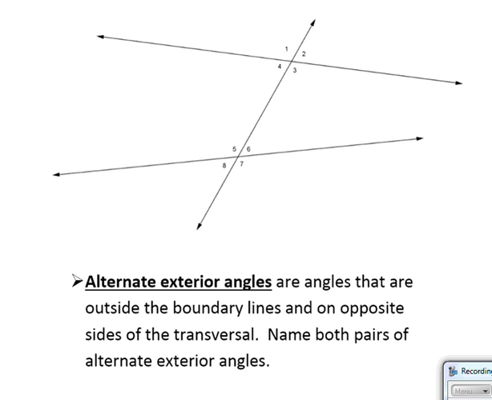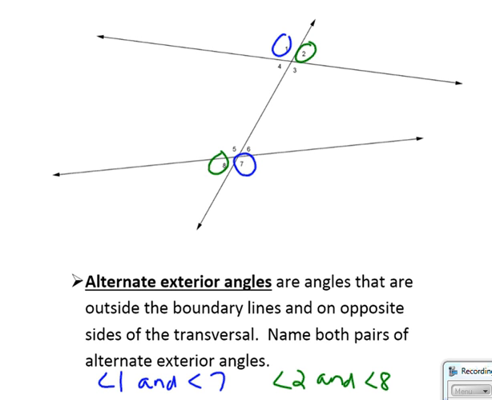Since angle 1 is an exterior angle, it would have an alternate exterior pair. If I went to the opposite side of the transversal and stayed outside, I would get to angle 7. So angle 1 and angle 7 are alternate exterior angles. Angle 2 is also an exterior angle, and if I cross the transversal and stay outside, I get to angle 8. So angle 2 and angle 8 are also alternate exterior angles.